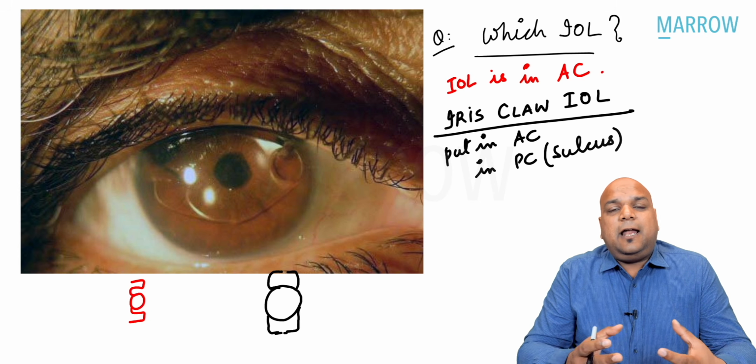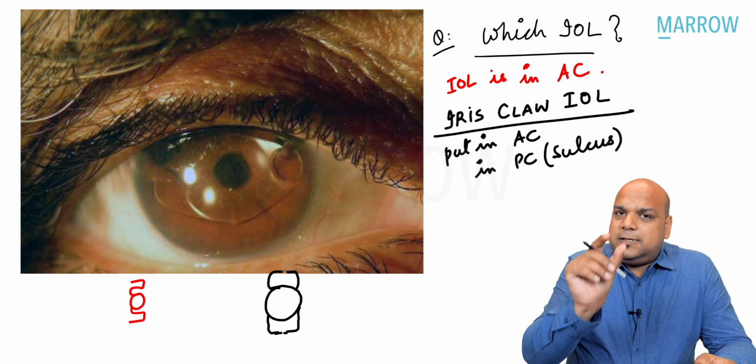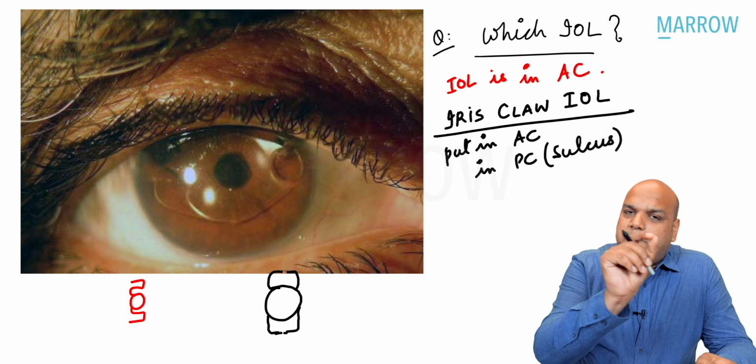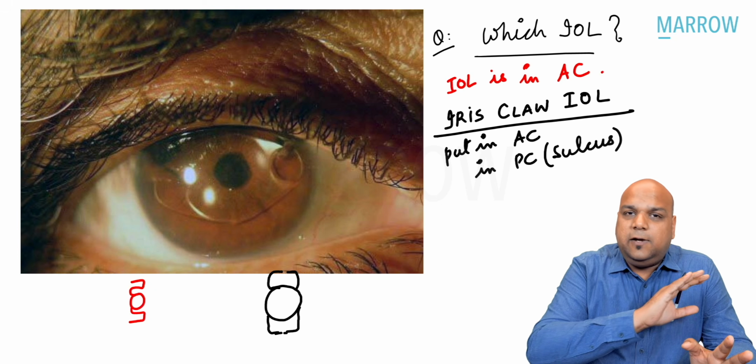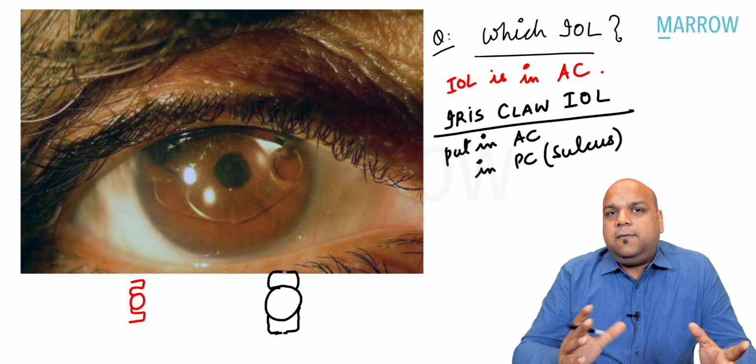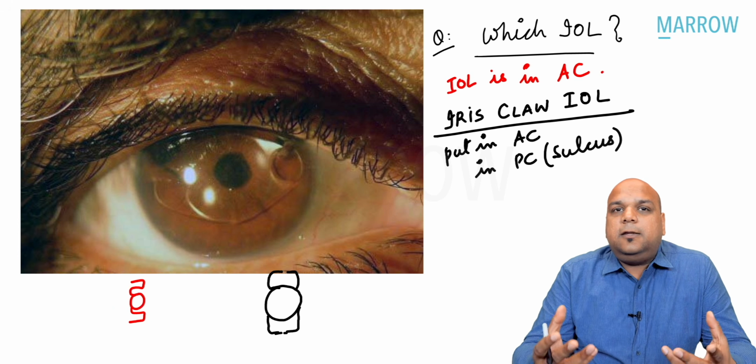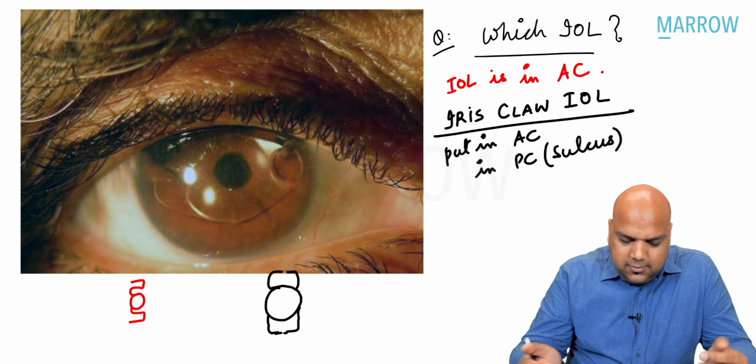So does it restrict the dilatation or constriction of the pupil? No. We are just using a little part of the iris to pinch it. We are not cutting the iris. We are not damaging the muscle, not in any way. And we are just doing it in the stroma of the iris. That's all. All right.